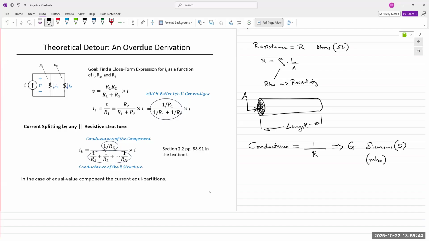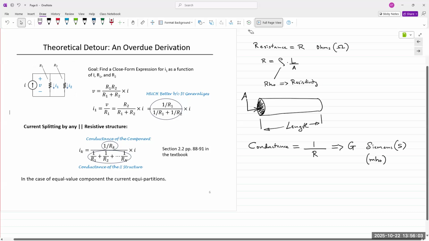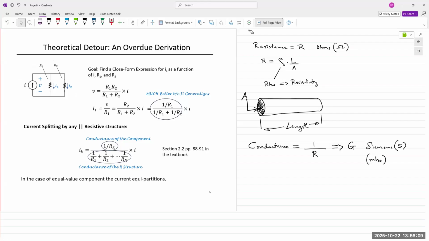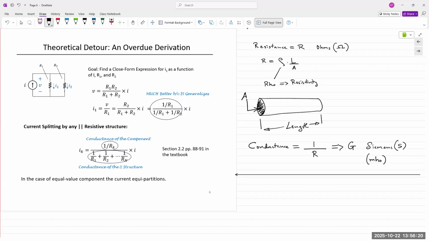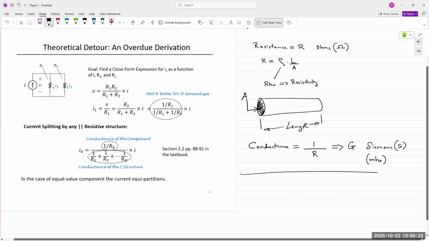Obviously, with modern-day calculators, computers and tools, it's not as important. But let's say you have a circuit with parallel resistors, and we want to find the values for the currents that are going through each one of these branches, so I1 and I2. This, of course, is current division. What we do is first find the voltage across the parallel combination of R1 and R2.